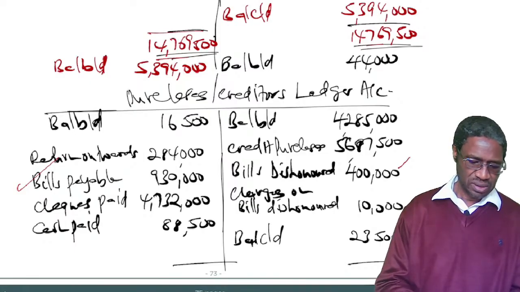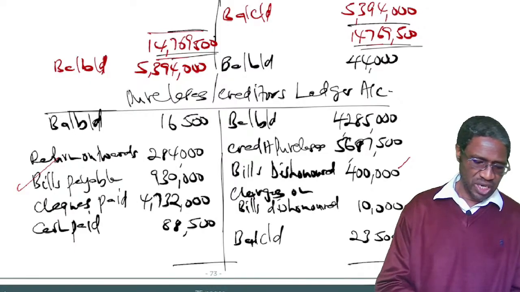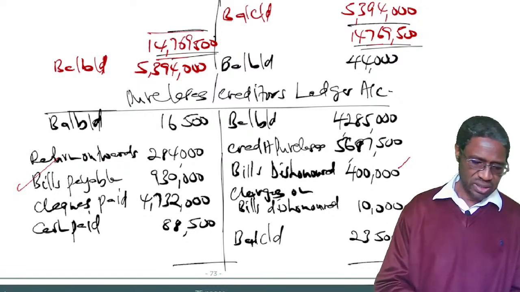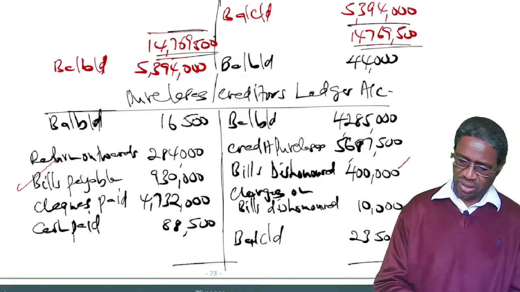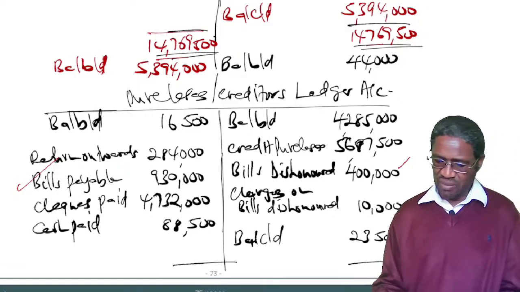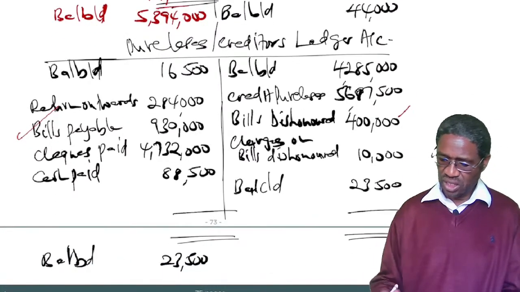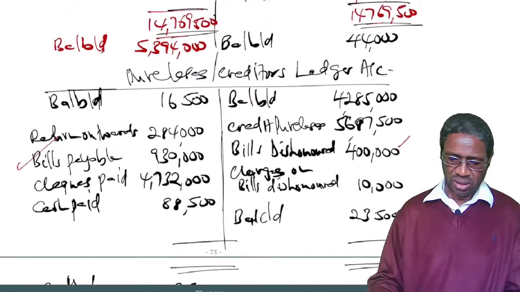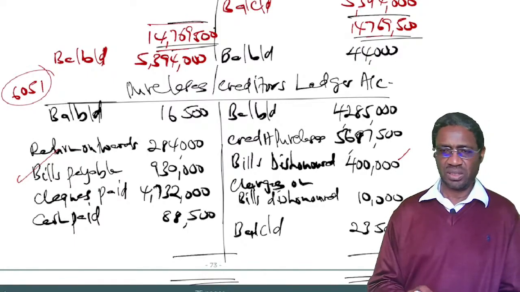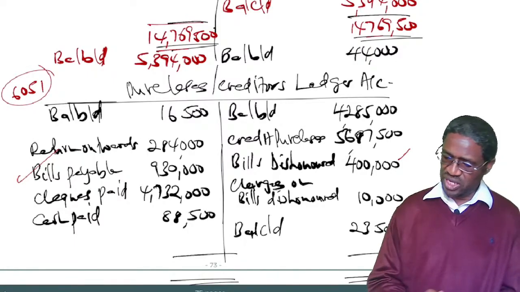16,500 plus 284 plus 930 plus 4,732,000 plus 88,500. On the debit, let me note it somewhere, I'm getting 6051. What about on the credit?